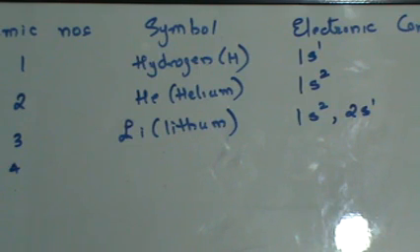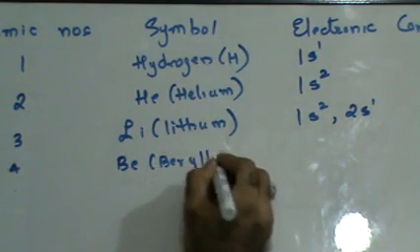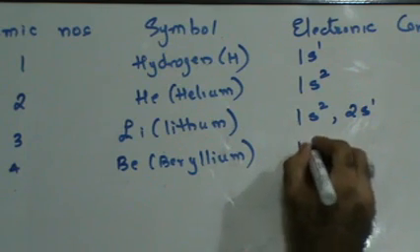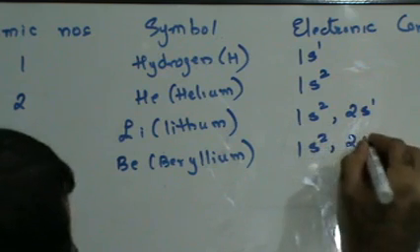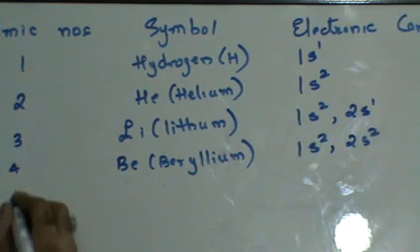Next, beryllium. Four electrons. Guys, try writing this on your own, then I'll write it on the board. Right? This is going to be: first orbit will take 2 electrons. So 1s2. There are 2 more electrons remaining. We know that s orbital can take a maximum of 2 electrons. So both those electrons will go in the s orbital. So it will be 1s2, 2s2. Right?